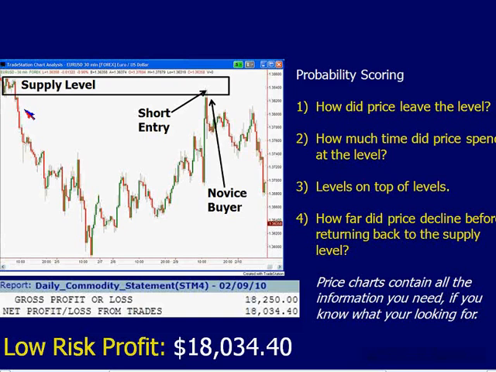Number two, how much time did price spend at the level? Now all the books and theories out there say that you want to see a lot of candles at a level. You want to see price spend a lot of time at a level, and if it does, that's probably a good level. I would argue that the opposite is true. Let me do it through a series of questions.